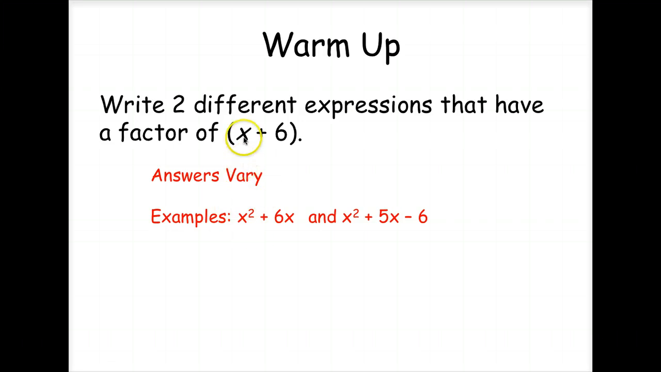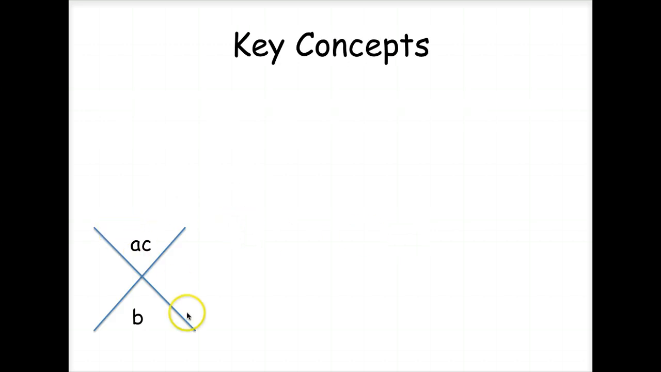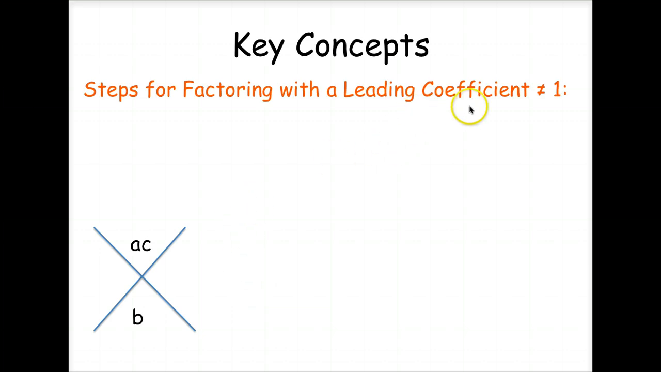Well, you could have x squared plus 6x, because you could factor out an x plus 6 out of this. Also, one of the factors of this is x plus 6. Okay. This is the magic x I've been talking about. And we use it when we're factoring with a leading coefficient that is not equal to 1.